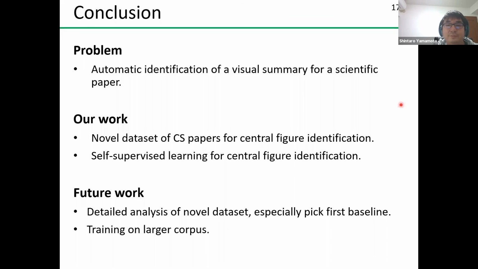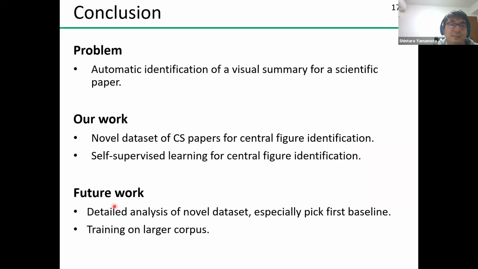Okay, let me conclude my presentation. In this work, we studied the problem of automatic identification of a visual summary for a scientific paper. We proposed a novel dataset of computer science papers for this problem. And we also proposed a self-supervised learning approach, which does not require any annotated data, and we can apply the method only with a collection of scientific papers.